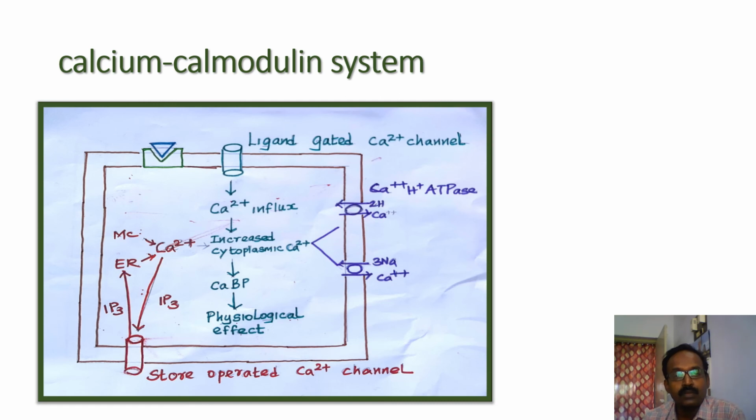The calcium-calmodulin system: calcium acts as the second messenger. When the hormone binds with the receptor, it opens the ligand-gated calcium channel. Calcium enters the cell and increases the cytoplasmic calcium level. It binds with calcium binding proteins like calmodulin and troponin. At the same time, the store-operated calcium channel is activated through inositol triphosphate. So calcium acts as the second messenger here.